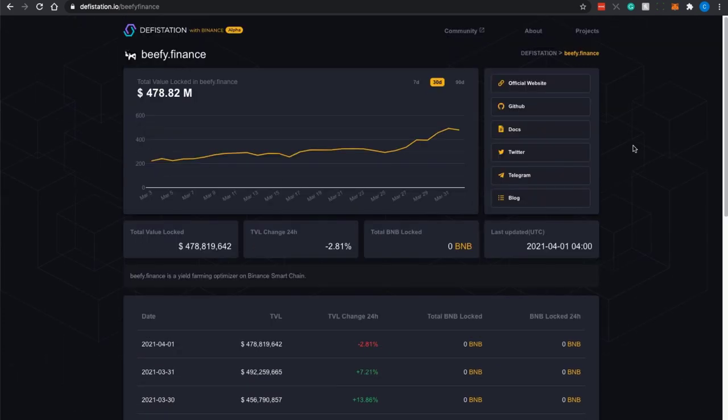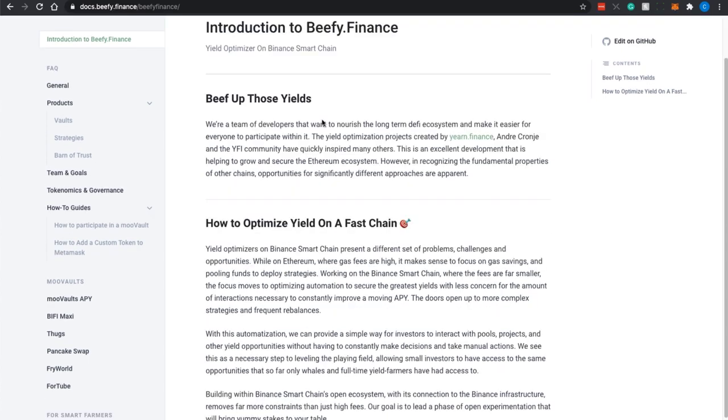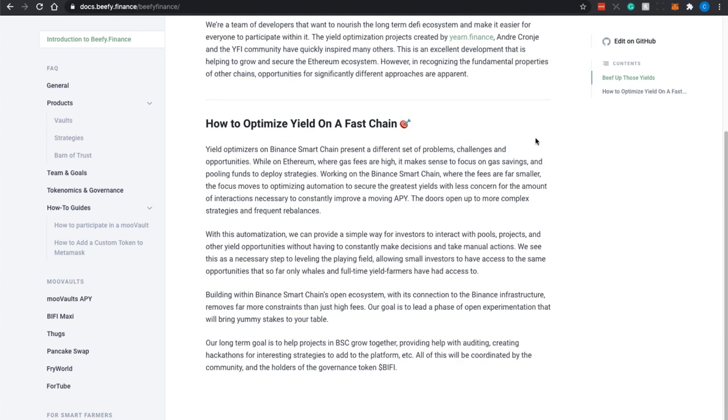To get familiar with Beefy Finance, let us go to the Beefy Finance documentation. Right now we are at the Beefy Finance document and let us go through it. First off, they explain the background of yield farming, how yield farming came about, created by Yearn Finance. If you're familiar with Yearn Finance, it started off on the Ethereum network. And right now, we have a lot of crypto projects in this yield farming optimizer or yield aggregator category. And they explain why they have Beefy Finance on Binance Smart Chain, the benefits of Binance Smart Chain itself. So fees are smaller and there are higher transactions per second.